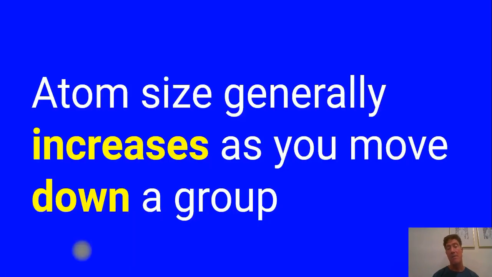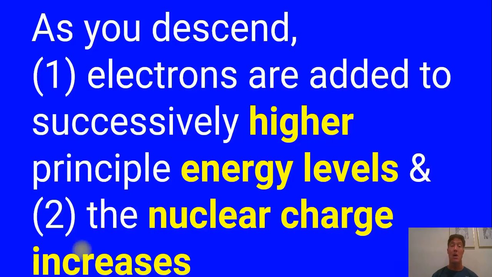So to sum it up, atom size generally increases as you move down a group. Why? Well, because when we go down a group, we are adding electrons to higher energy levels. And it's true that while the nuclear charge also increases, this higher energy level is further away from the previous energy level, and that increased distance has more of an effect than the increase of nuclear charge.